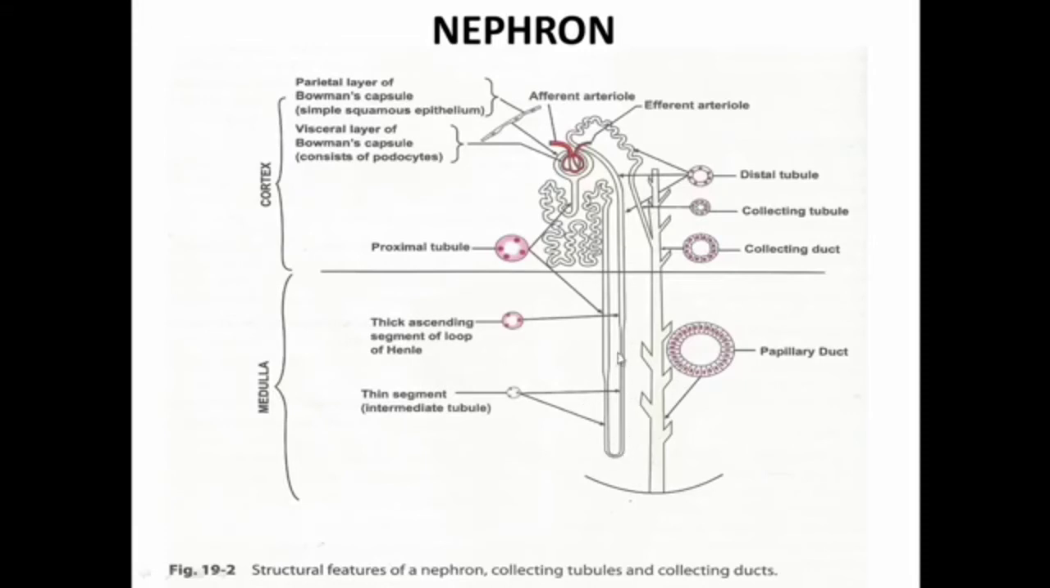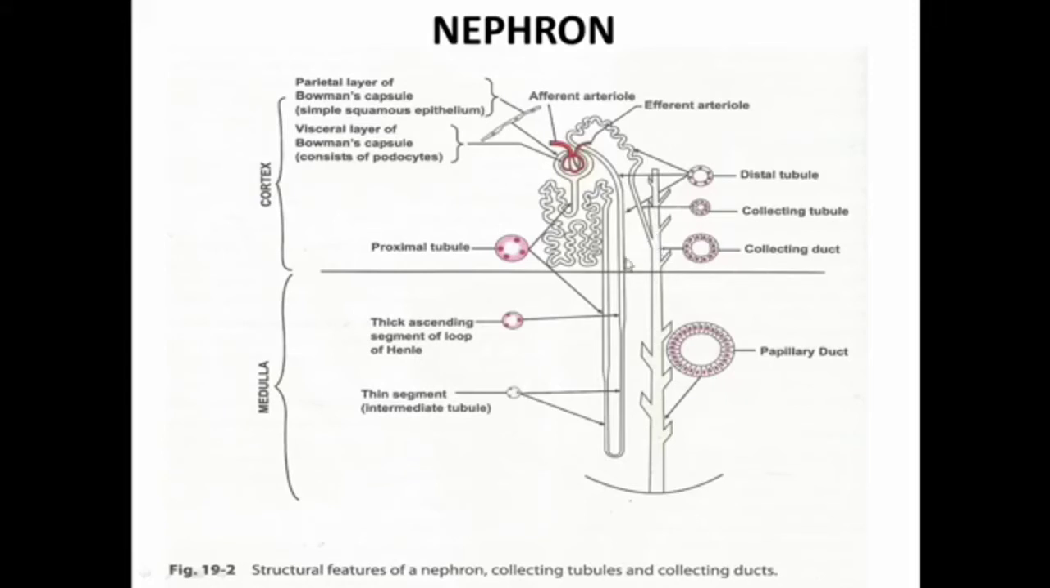And from the loop of Henle, it has its thin segment and thick segment, and then the straight part of the distal tubule starts, that enters into the cortex. And then in the cortex, it forms this convoluted part of the distal tubule that ultimately leads to this collecting tubule, and then this collecting tubule joins the collecting ducts. Now this collecting tubule is actually the last part of the nephron, and the collecting duct is not considered to be a part of the nephron.